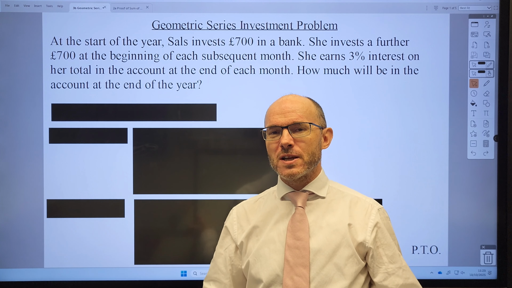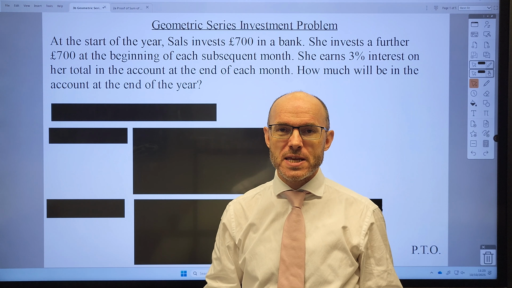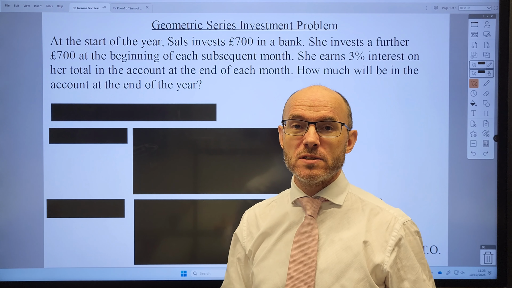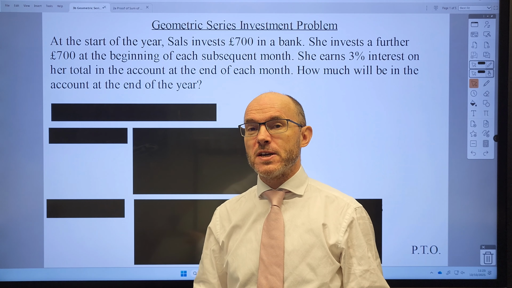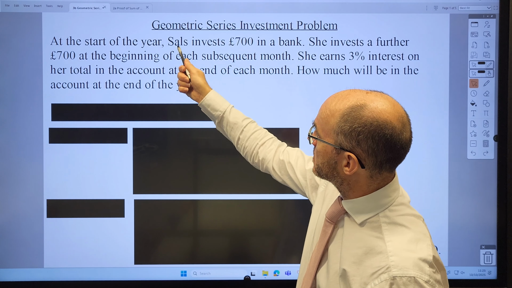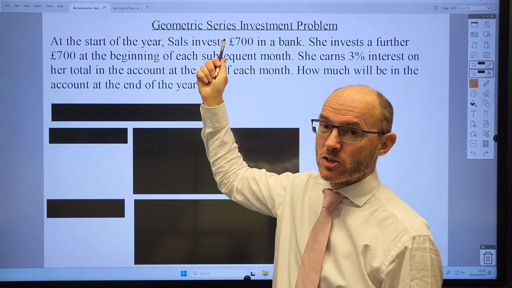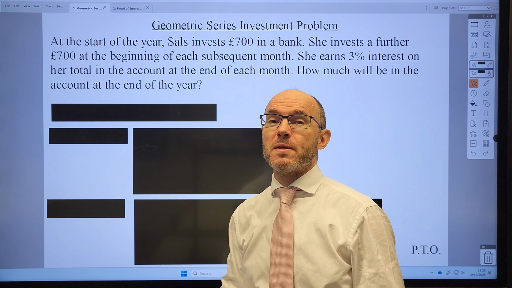Hello everyone, I'm just going to give you an example of how a geometric series question might look when it's related to the real world. So this is an investments problem and you've got this person, Sal's. She invests £700 into a bank and she's doing that at the beginning of each month.